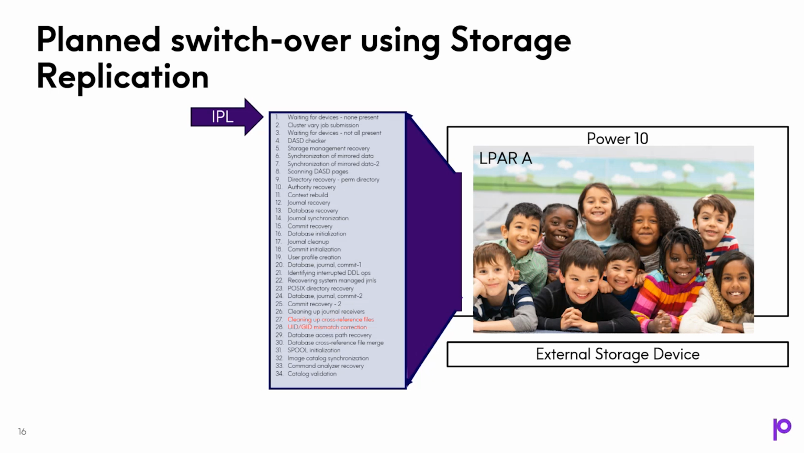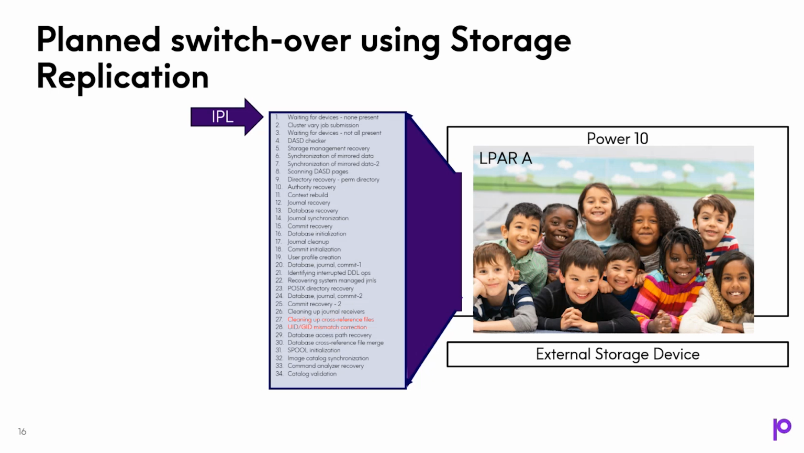Now, if you're doing an independent ASP, you're doing a Vary On. If you're doing a full system storage replication, you're doing an IPL. So let's go ahead and see what happens. What the system does is it actually goes through a recovery. Bunch of steps there. You see them, there's 34 steps, and a whole bunch of those are recovery steps.